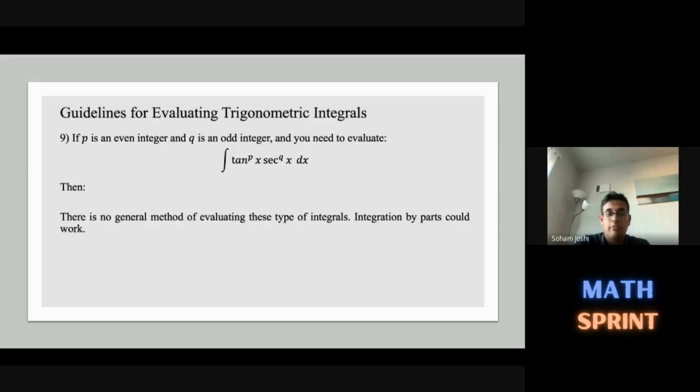Now suppose p is an even integer and q is an odd integer, and you need to evaluate the integral of tan x to the power of p times sec x to the power of q with respect to x. There's no standard method of evaluating these types of integrals, to be honest. Integration by parts could work, or maybe some other way. Usually intuition and problem-solving experience will come in handy here when approaching such problems.